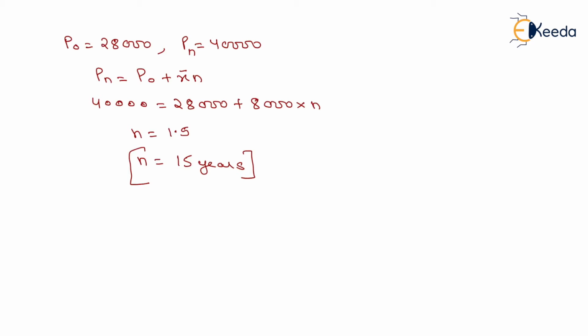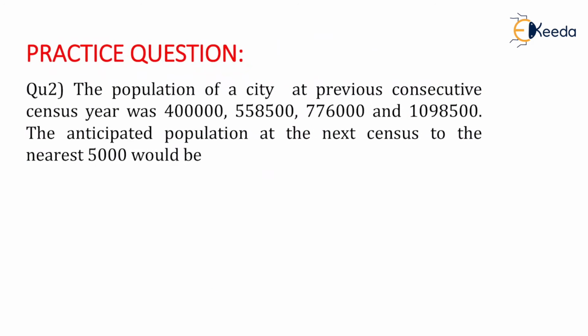That will be the solution of this question. Now we can move to the next question. The population of a city at previous consecutive census years was 4 lakh, 5,58,500, 7,76,000 and 10,98,500. Now the anticipated population at the next census, to the nearest 5,000, will be?